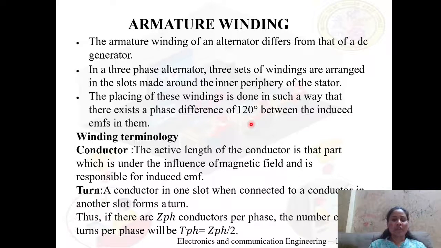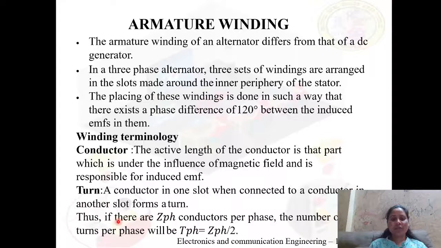Okay, right. Next, let us see the different winding terminologies we have already discussed in our earlier session. Conductor is nothing but the active length of the conductor. That is the part which is under the influence of the magnetic field, so responsible for producing the induced EMF. Next is turn. If the conductor in one slot is connected to the conductor which is placed in another slot, then it is called a turn.